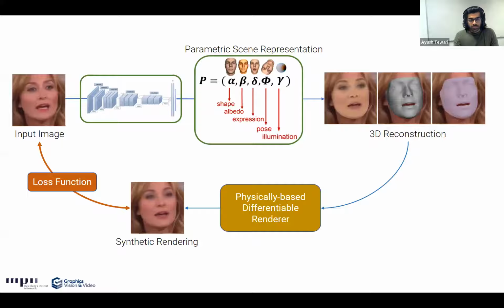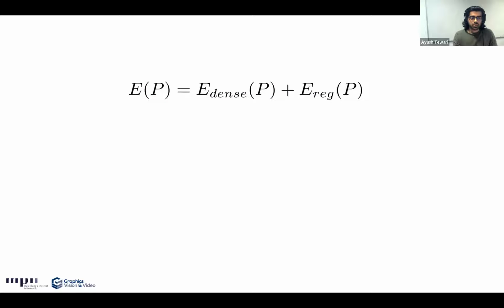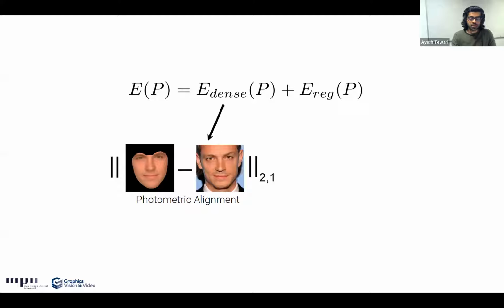Now we have a synthetic rendering, so let's take a look at the loss function. This is quite simple. We first have a photometric alignment term. So for every vertex in the reconstruction, we look at how far the color is from the corresponding pixel in the image. We use an L2,1 loss, which helps a little bit with small outliers like small occlusions or shadows.